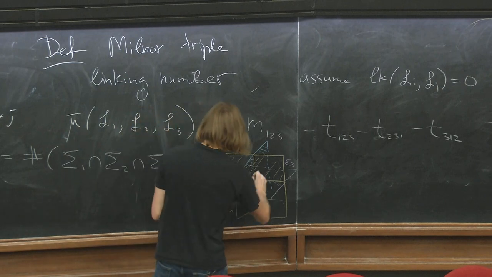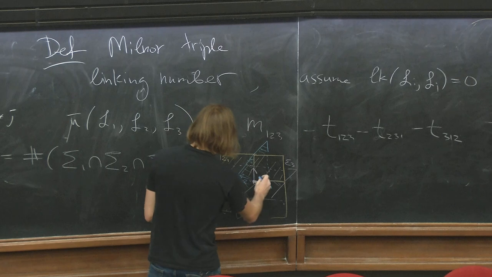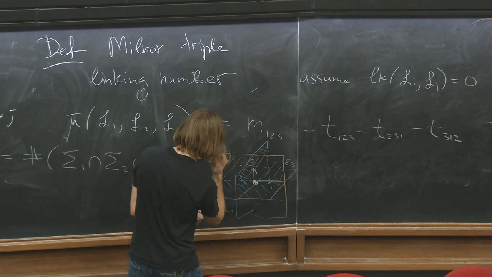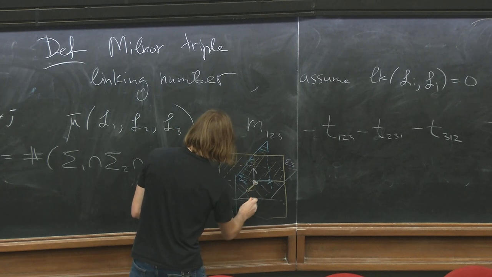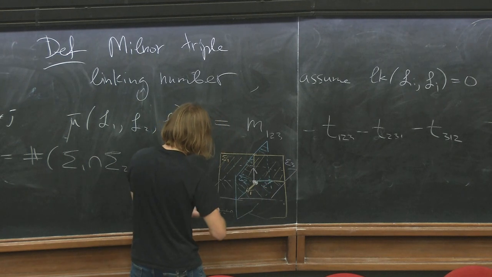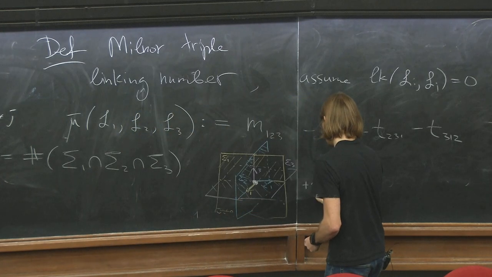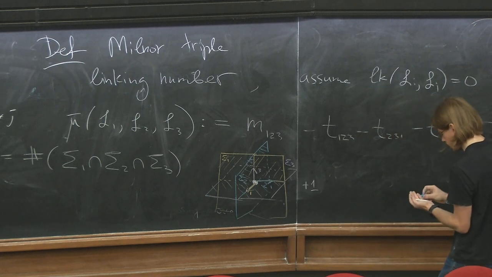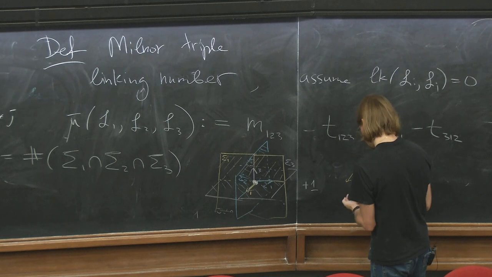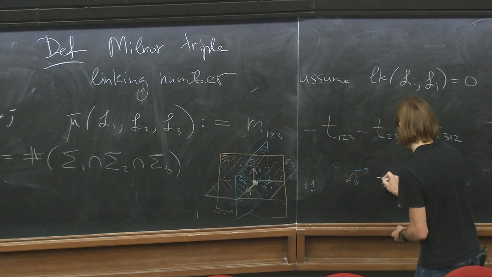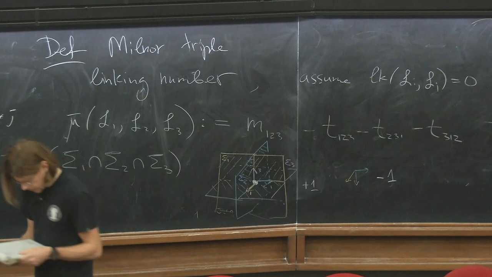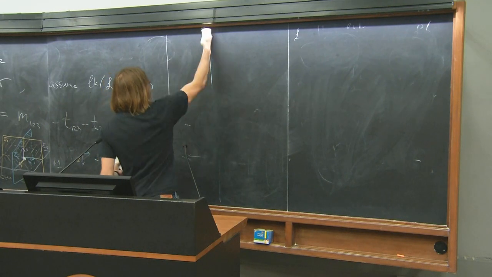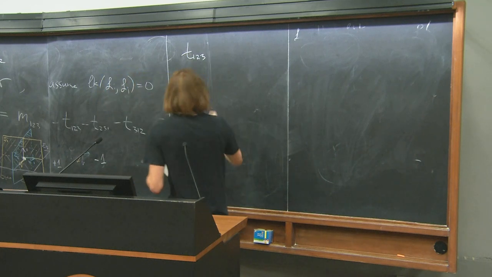And suppose the orientation is like this, so this is an orientation for sigma 3, this is the normal vector to sigma 2, and this will be the normal vector to sigma 1. So this is the first, this is the second, and this is the third. In this particular case, this will come with plus 1, if this is the standard ordering of the basis vectors in R3. But if I have something like this instead, then this will come with minus 1. And so the other terms point as follows.